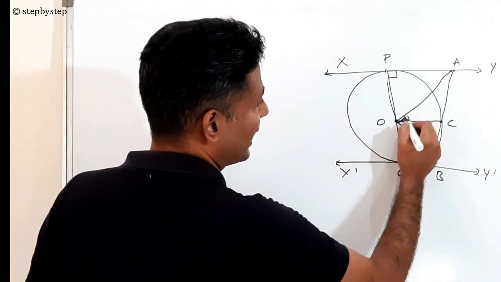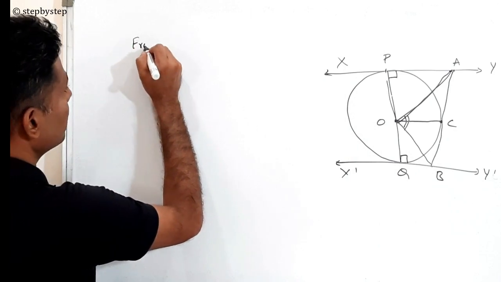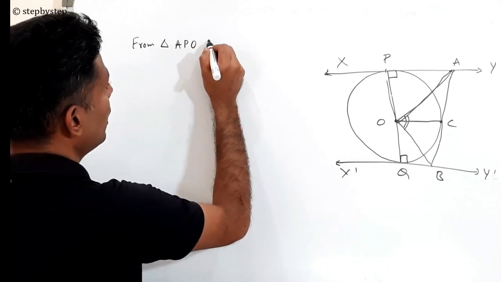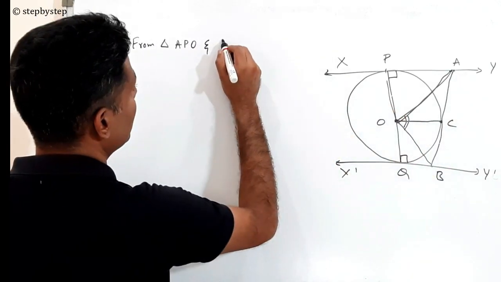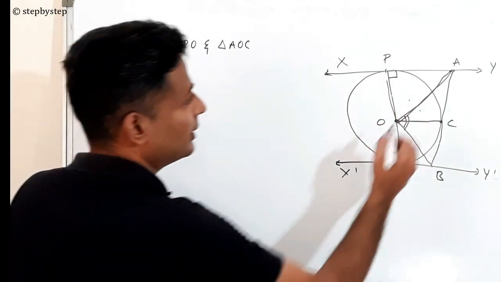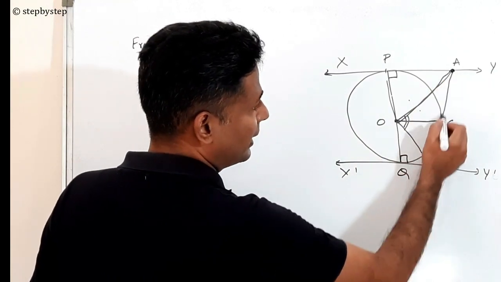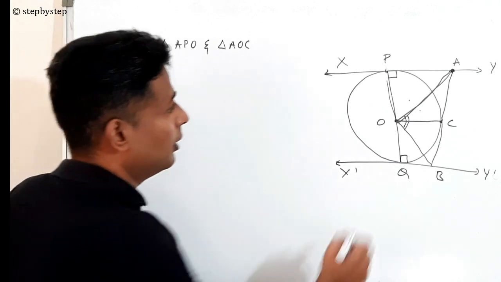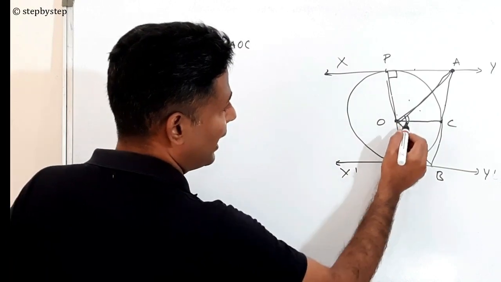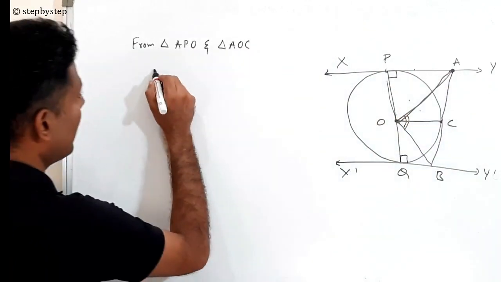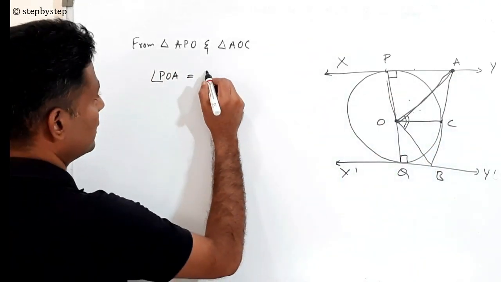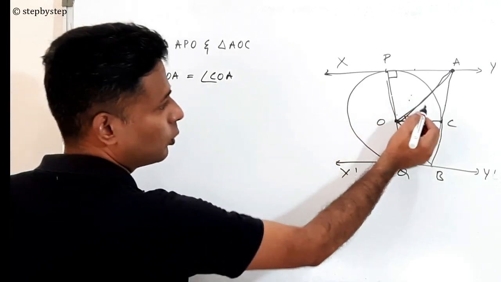Now if you see these two triangles, triangle APO and triangle AOC, what do we have? These two triangles will be congruent. Why? This is a tangent point, an external point, and these two are tangents to the circle, which means these two triangles will be congruent. So what do we have? Angle POA is equal to angle COA, because these two are congruent.